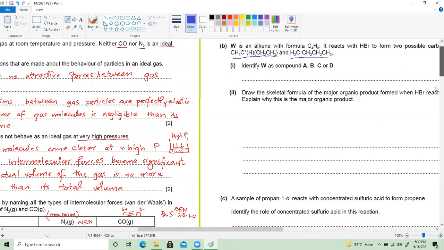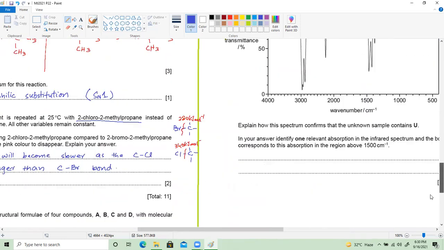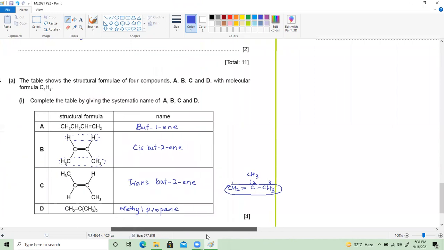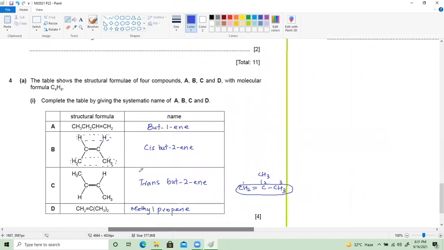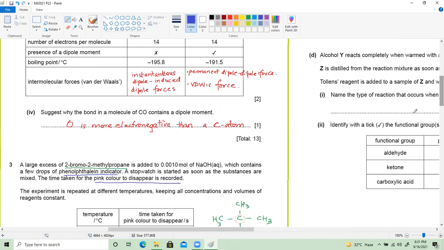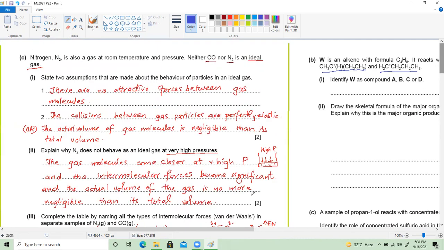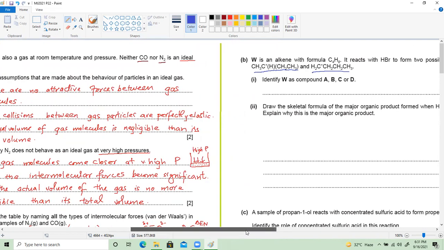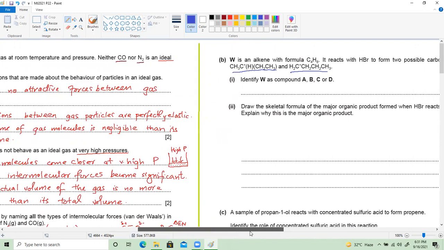They were there in this question, right in the beginning, when we were asked to name these compounds. All of these compounds have the formula C4H8. So there are four possibilities here for this compound W. Yes, what should it be? What should it be?